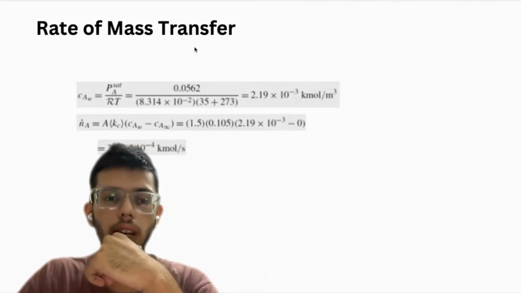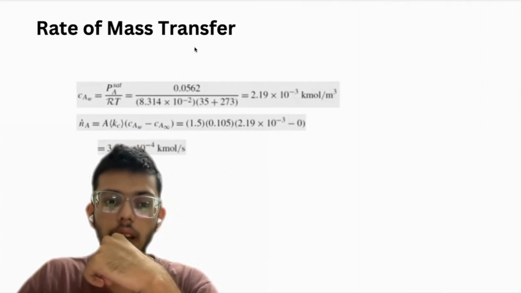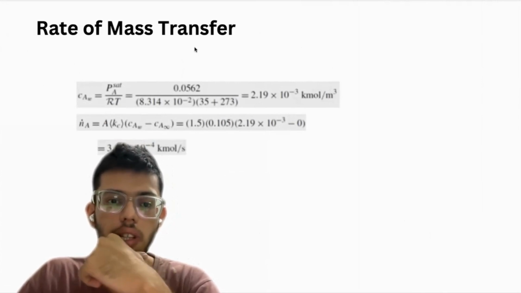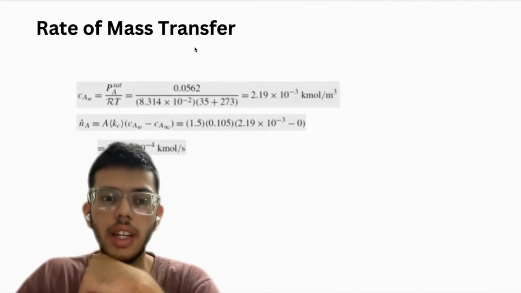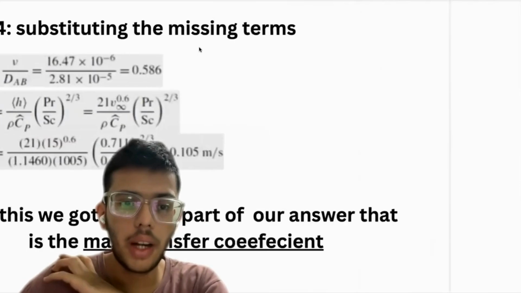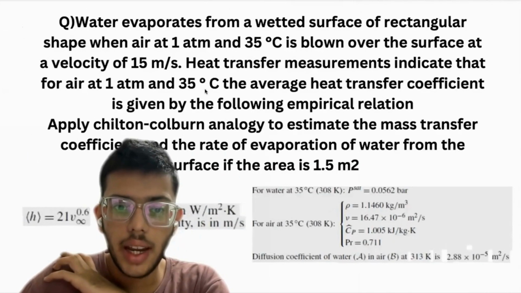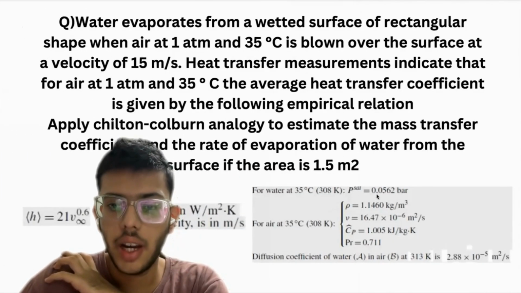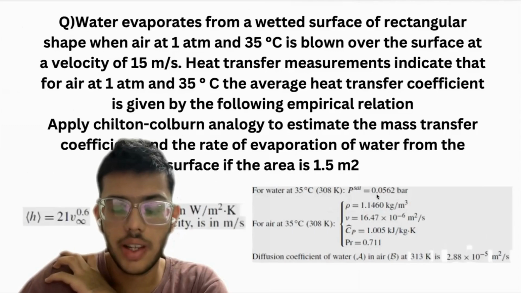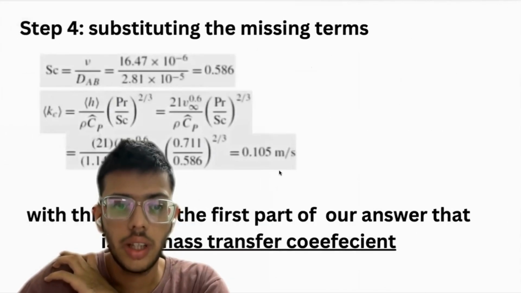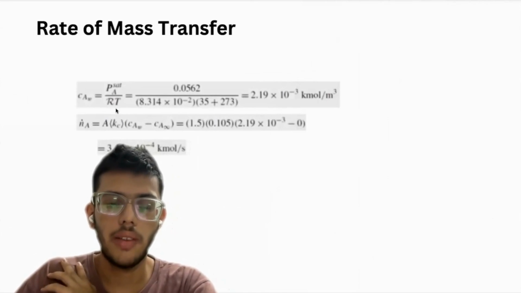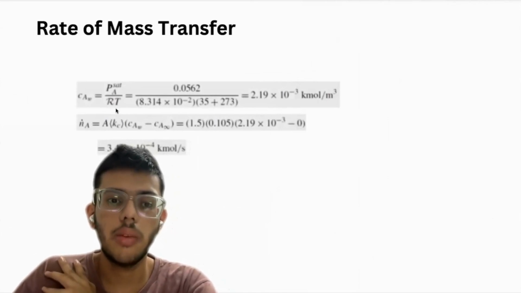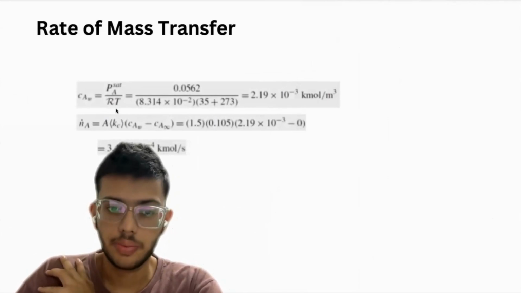On multiplying it with the area, we get the rate of mass transfer, that is A into Kc average into CaW minus C infinity. Now the question comes, how will we find CaW? Going back to our question, P saturation at 308 Kelvin is given as 0.0562 bar. So we are going to substitute CaW equal to Pa saturation upon RT, since concentration is nothing but pressure upon RT.